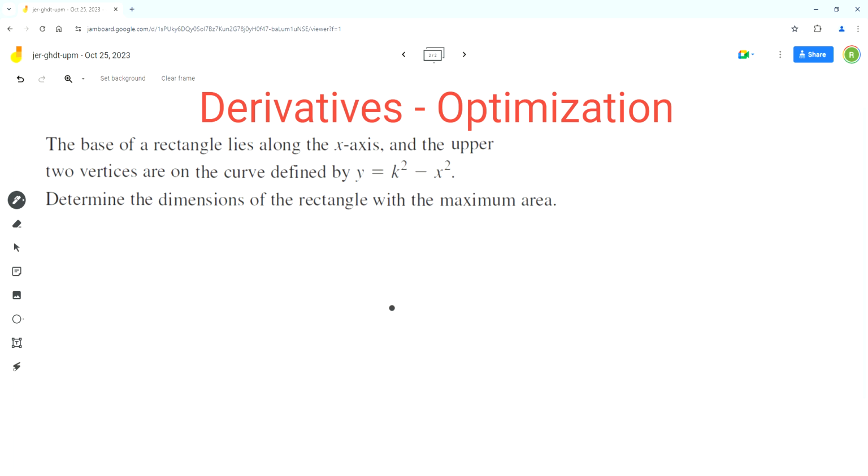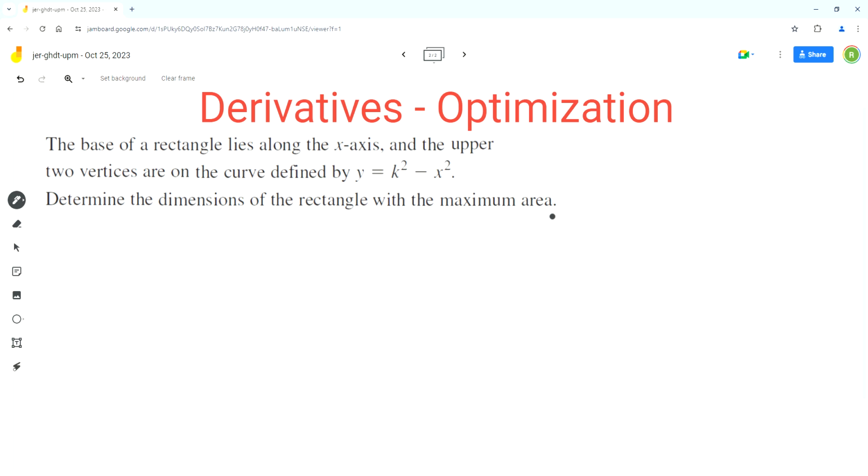So in this video, we'll solve this problem using the concepts of optimization. As per the problem, the base of a rectangle lies along the x-axis and the upper two vertices are on the curve defined by y equals k squared minus x squared. Determine the dimension of the rectangle with the maximum area.